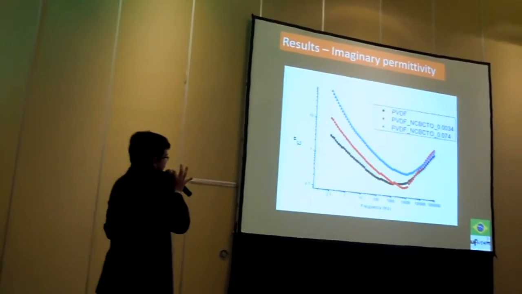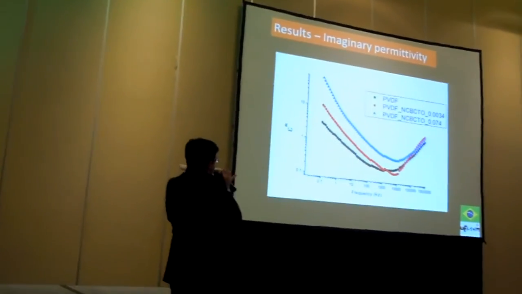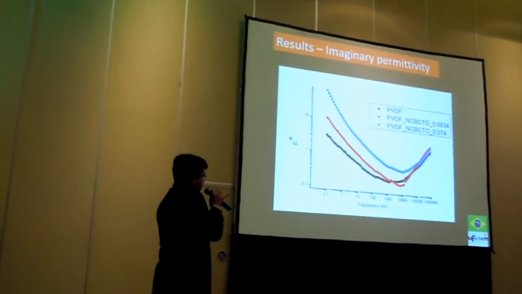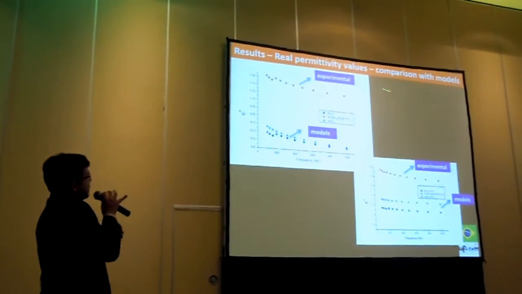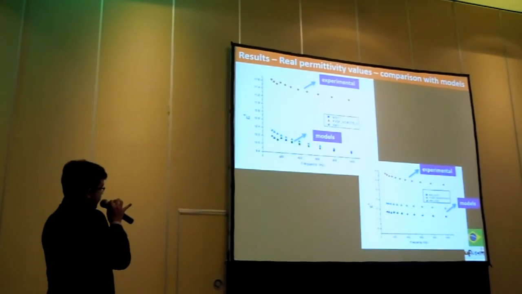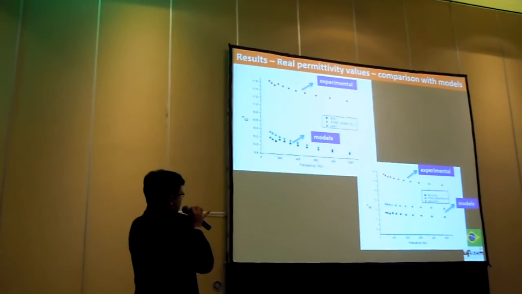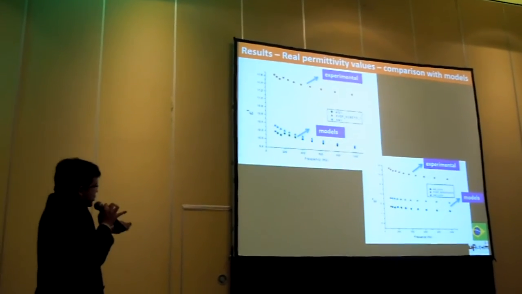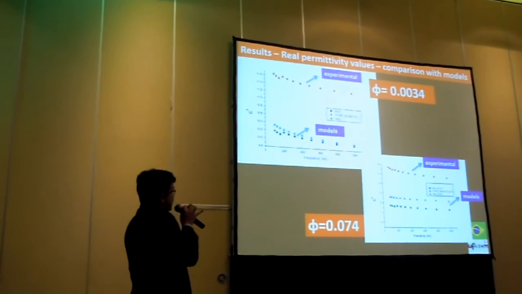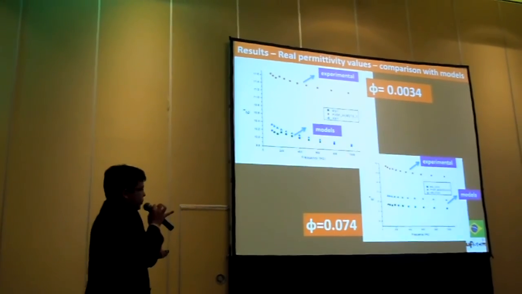Okay, and we can see low values of imaginary permittivity, and it's a good result too. Comparing the experimental results of real permittivity with the models that we studied, we can see that for our fractions, remember our fractions, we had higher values.